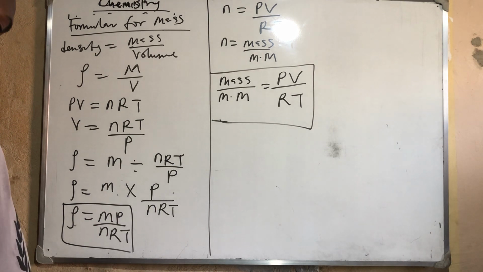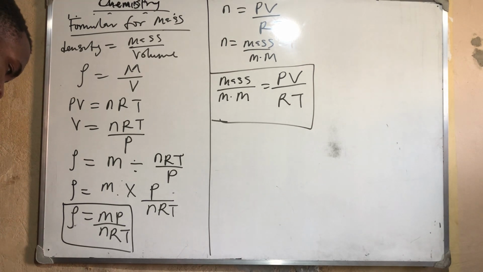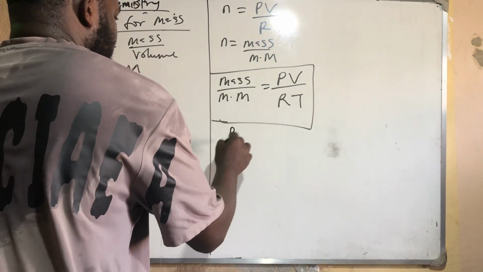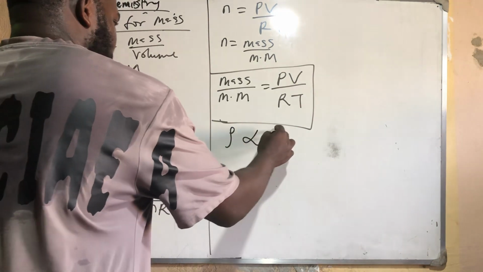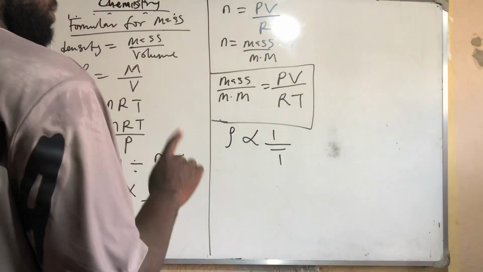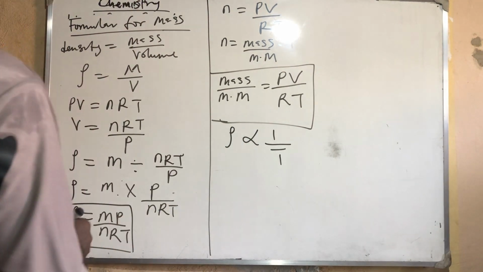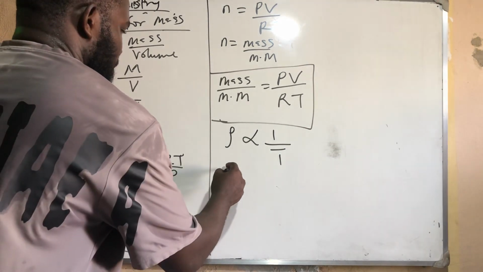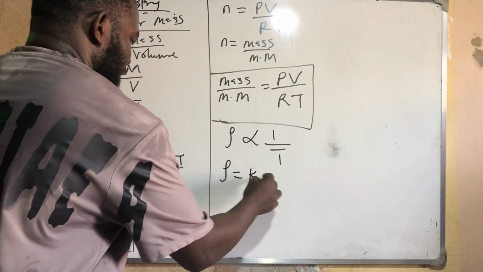Another thing you need to note is that density is inversely proportional to temperature. Very important. If you look at this now, you see that as density goes up, temperature goes down. So density is inversely proportional to temperature. Therefore, density is equal to a constant over temperature.